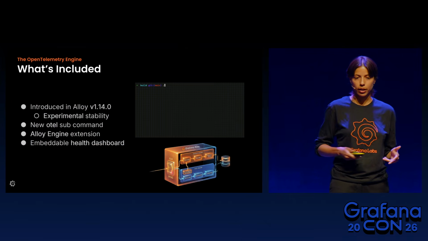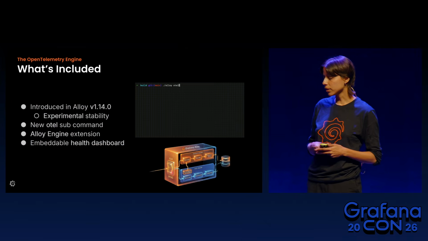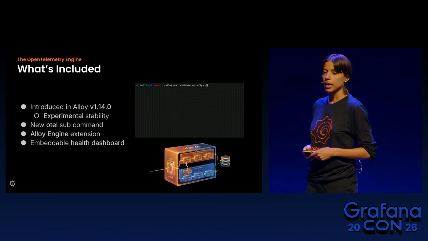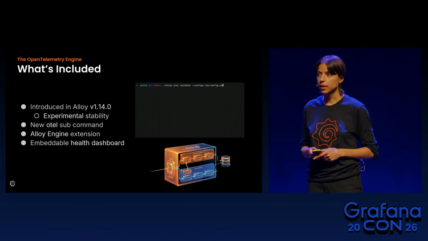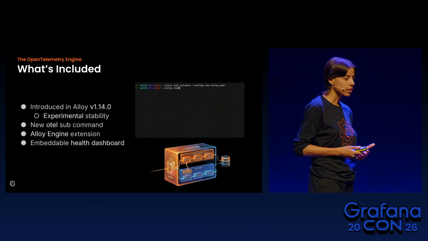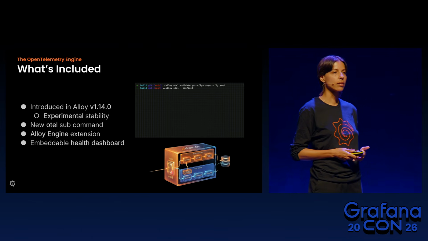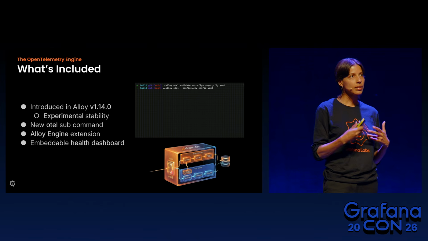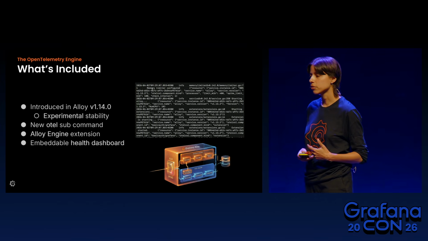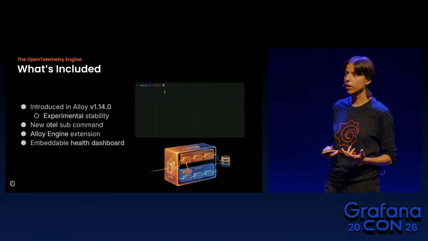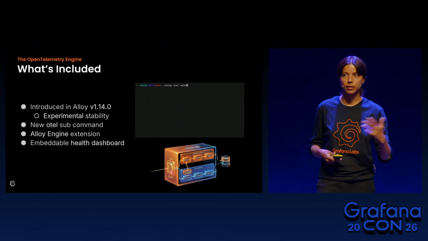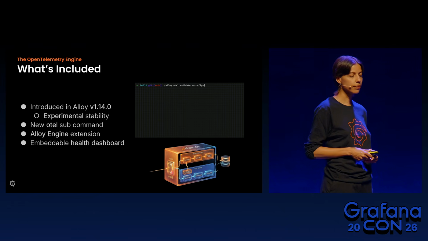So now what's actually included? It was released a couple of minor versions ago in version 1.14 with experimental stability, and it's still in experimental stability. The main feature is a new OTel subcommand. It behaves similarly to the run subcommand that exists in Alloy. It allows you to define one or more configuration files or configuration sources. You can validate them, and then you can kick the collector into action.